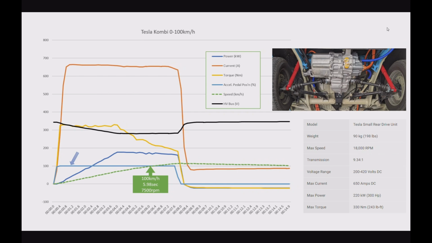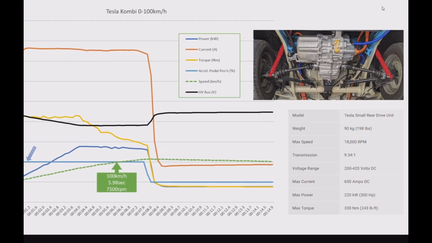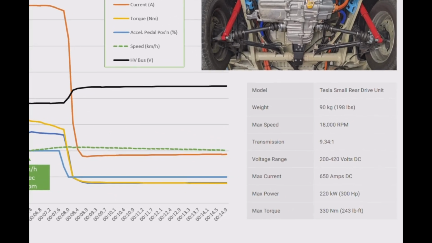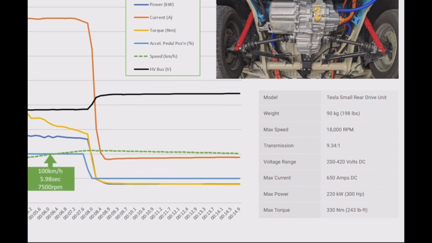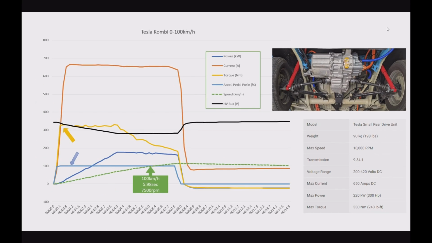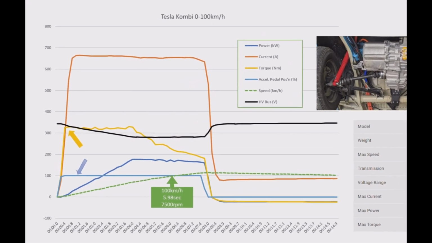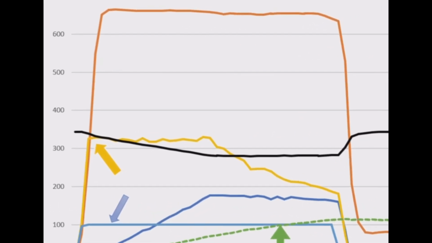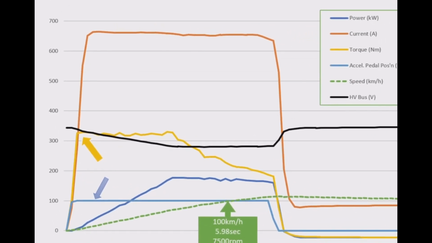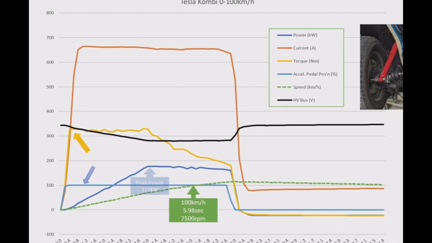If you're interested in the stats of the Tesla small rear drive unit, there they are. Now let's see what we actually achieve in this test. Firstly, the maximum torque is instant, and that's what makes electric motoring so much fun. We hit the full 330 newton meter maximum torque instantaneously, and that follows a typical torque power curve, which drops off around halfway through the sprint when the max power is achieved.